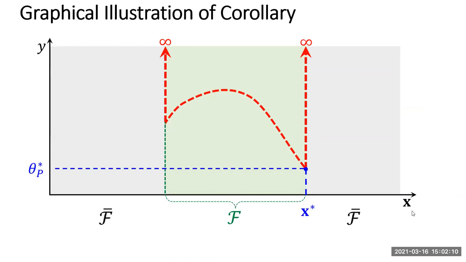So in our graphical illustration, this is the constrained minimum x star. This is the primal function, theta p, and it's infinite outside the feasible region, and within the feasible region, the minimum is x star.